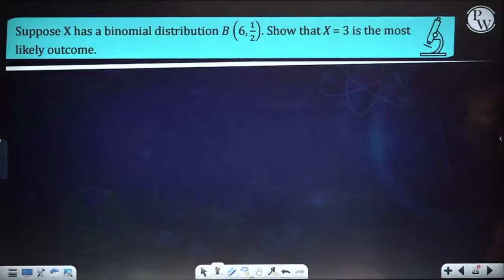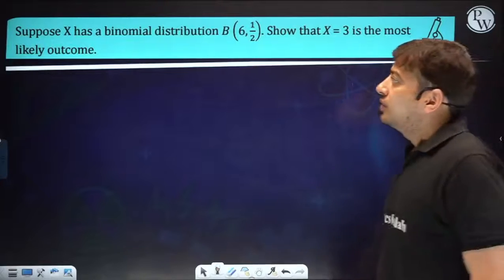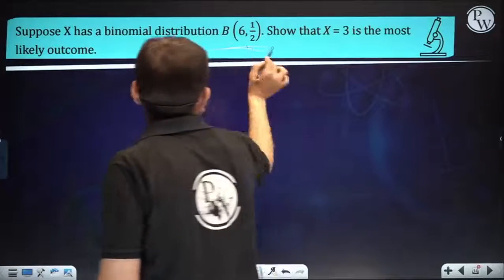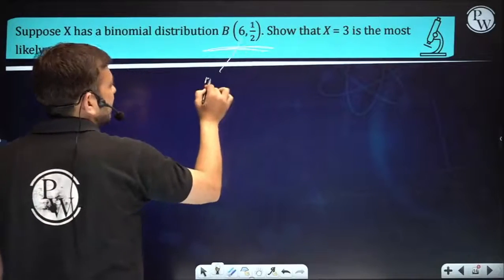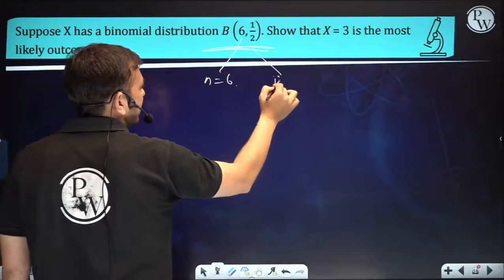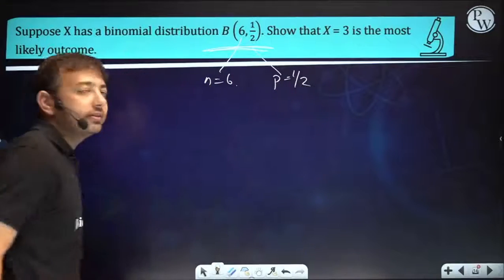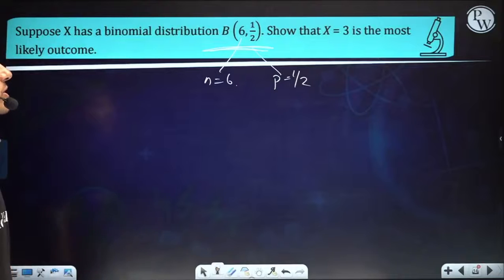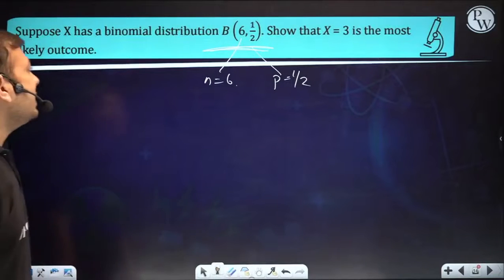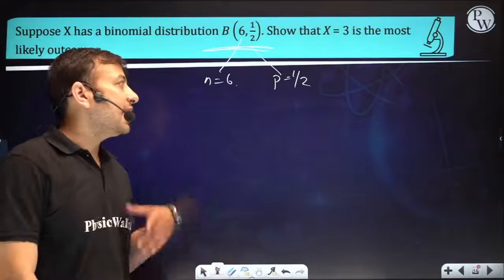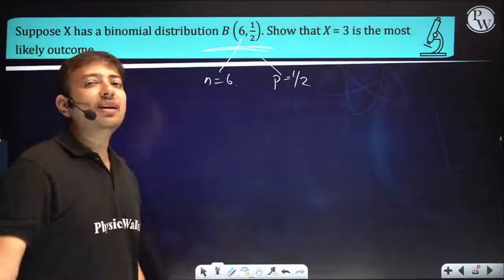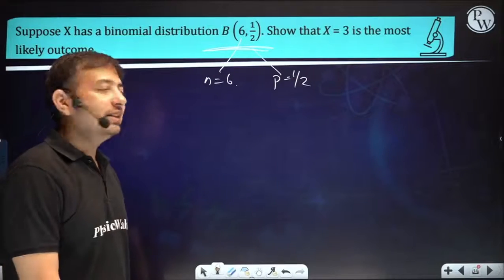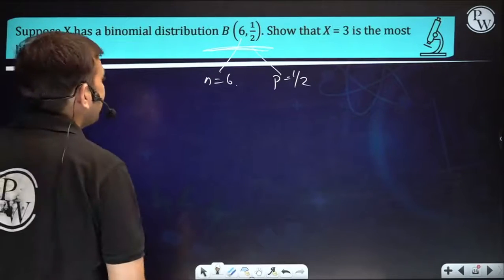Now, moving on. Suppose x has a binomial distribution. This I have already told you. Here n is equal to 6. Probability of success is half. Show that x equals 3 is the most likely outcome. Most likely outcome means whose probability is highest. Okay.